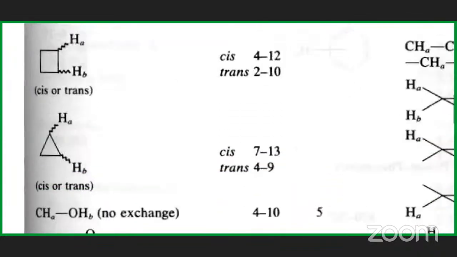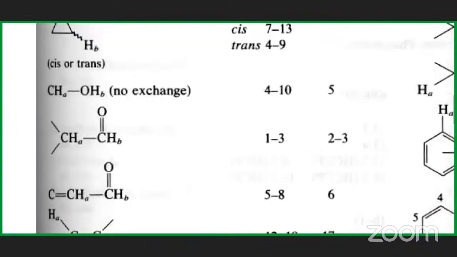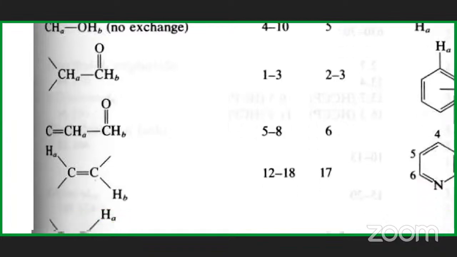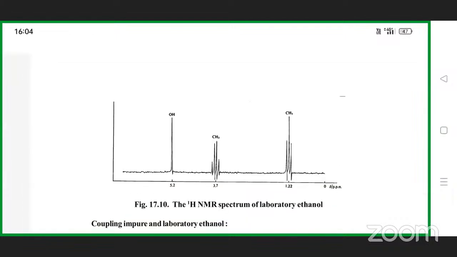So these are the proton J values, and they are not constant values; they are variable, depending on some factors. Some fluctuation takes place: sometimes the value increases, sometimes it decreases. These are not fixed values. So this is a table showing the coupling constant values.